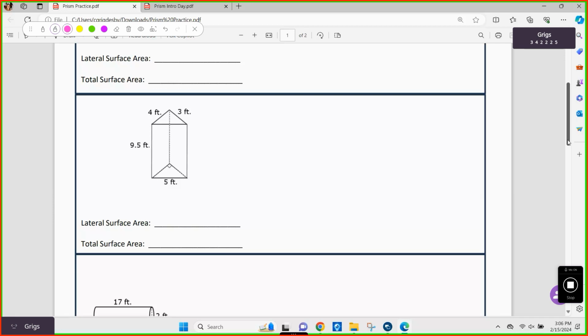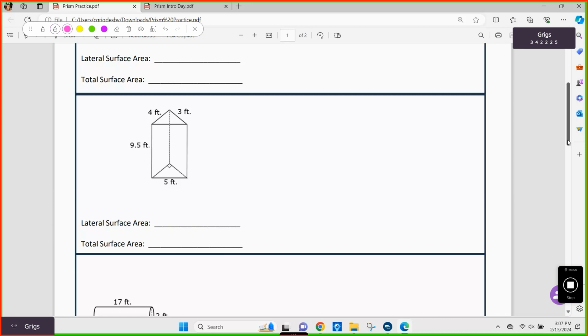Alright, stop there and pick up with me when I go over it. How do we find the height of the triangle? Height and base make a right angle. Alright, you ready? Come back to me.